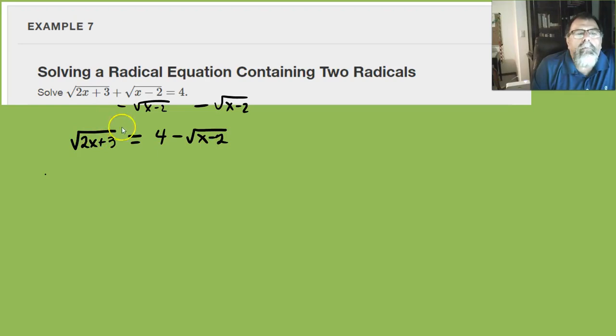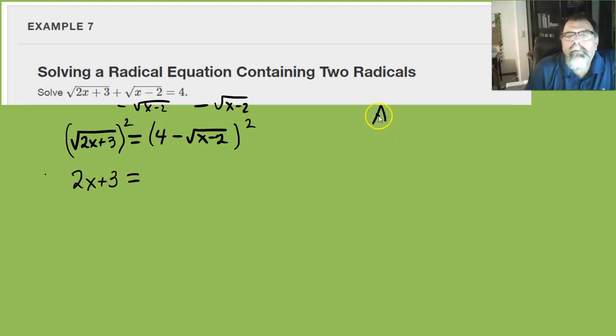Now we've got the one radical all by itself. We're going to square both sides. The square and square root cancel each other. We get 2x plus 3. Now, here's where you have to be good with binomial squares. If you were to write a minus b times a minus b and FOIL it, you're going to end up with a squared, minus ab twice, so minus 2ab, and then minus b times minus b is plus b squared.